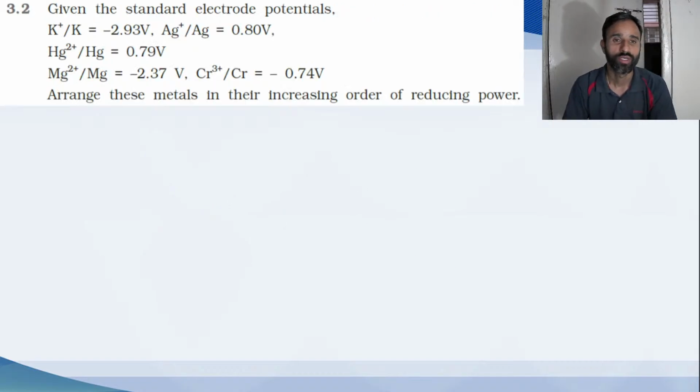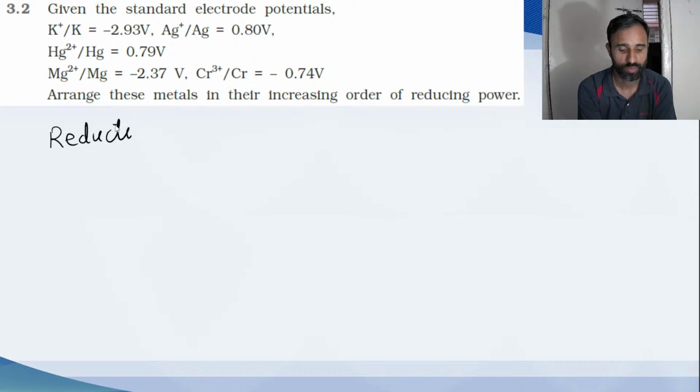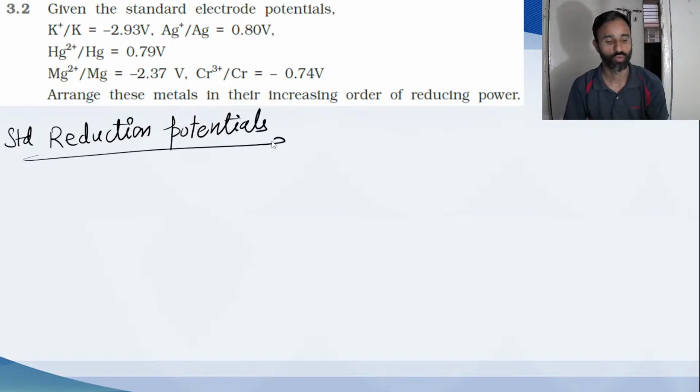Second question, the standard electrode potentials are given, means standard reduction potentials are given to you. So by using these standard reduction potentials, or we can say electrode potentials, we have to arrange these metals in their increasing order of reducing power.